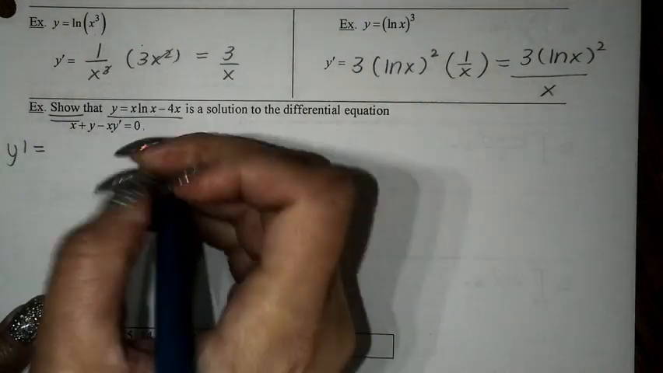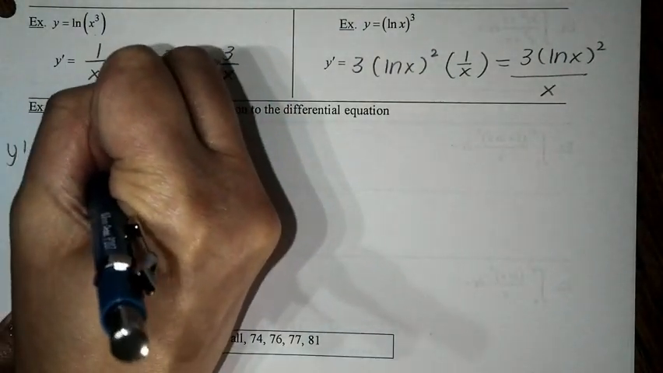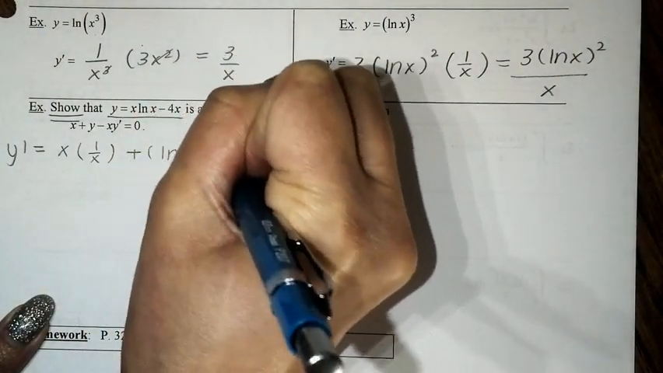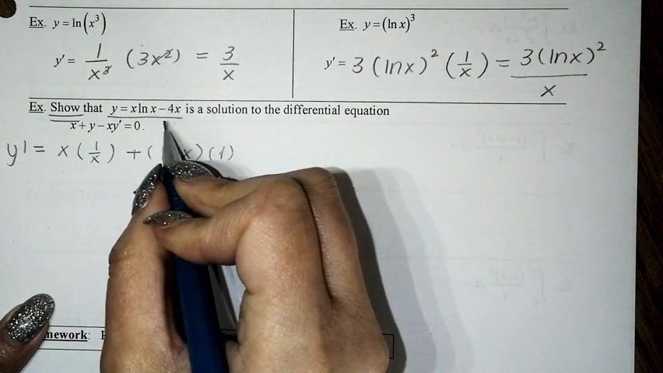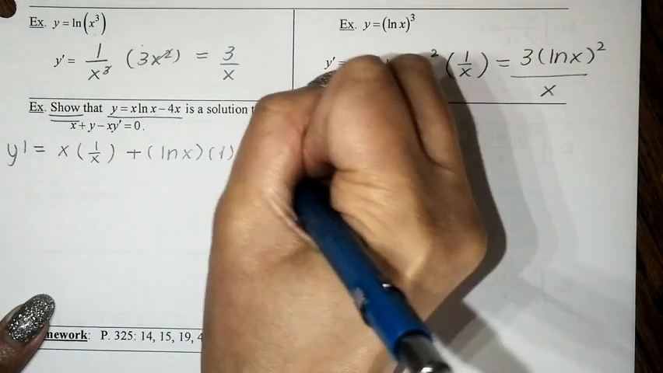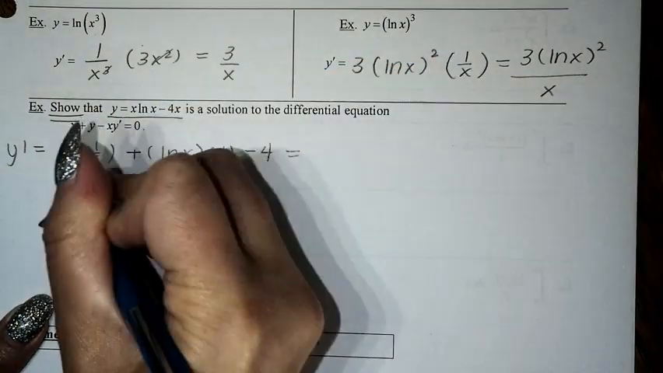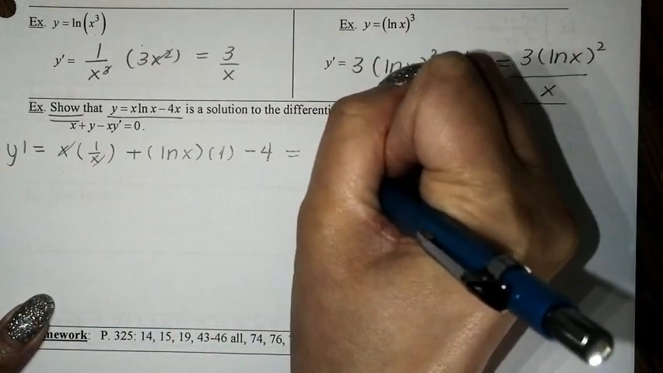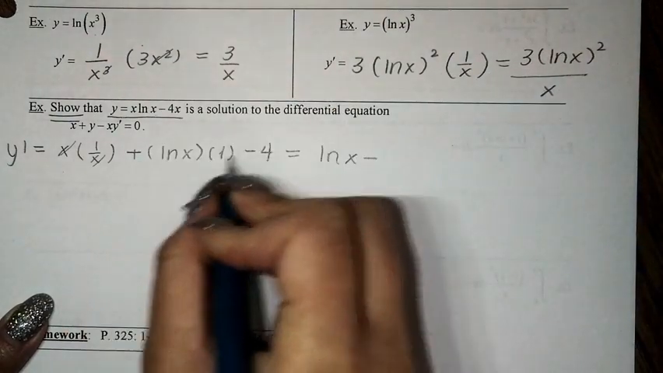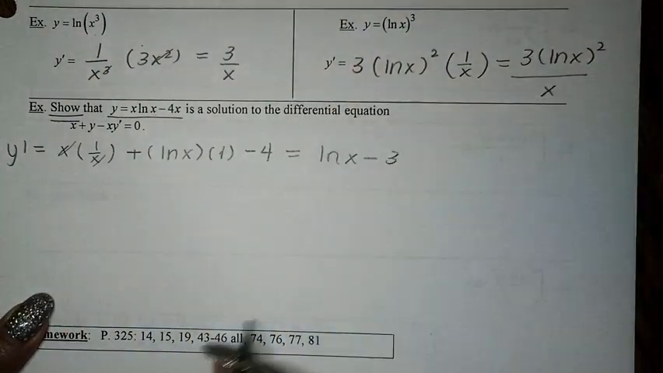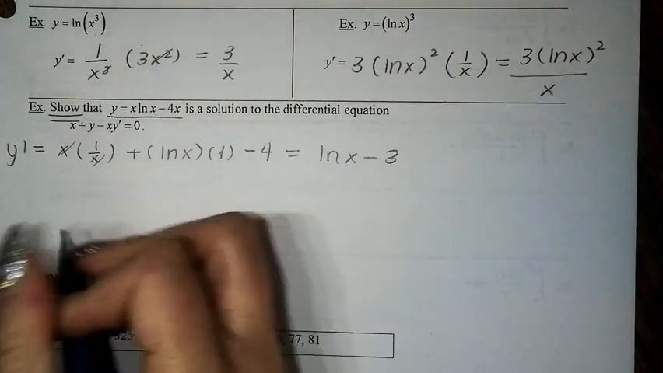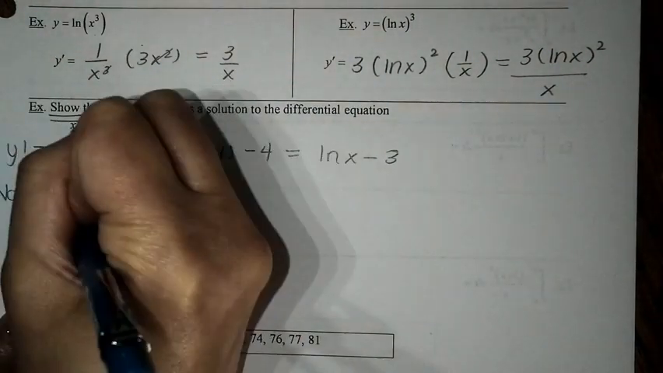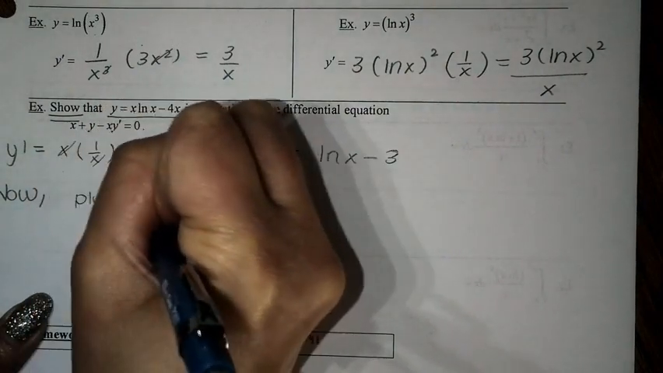This is a product rule, so you have the first one times the derivative of the second one, plus the second one times the derivative of the first one, and then the derivative of the negative 4x, you know that it's negative 4. Summarizing the situation, this is a 1, 1 minus 4, that's going to be a negative 3, so you have that this is natural log of x minus 3. So this is your y prime.